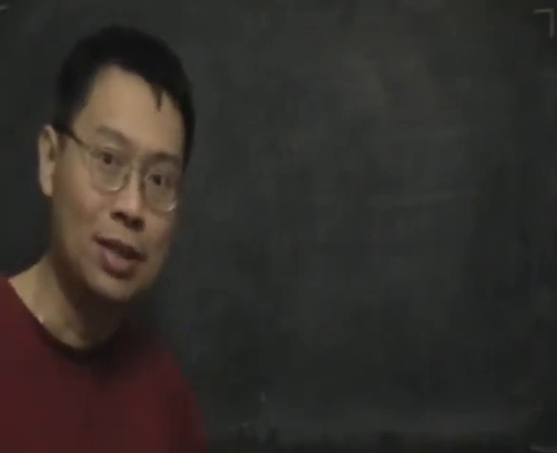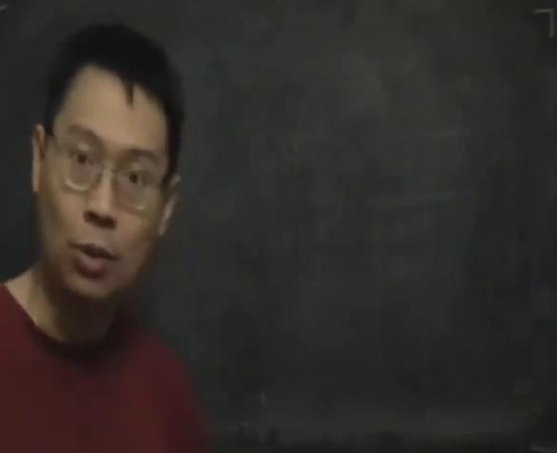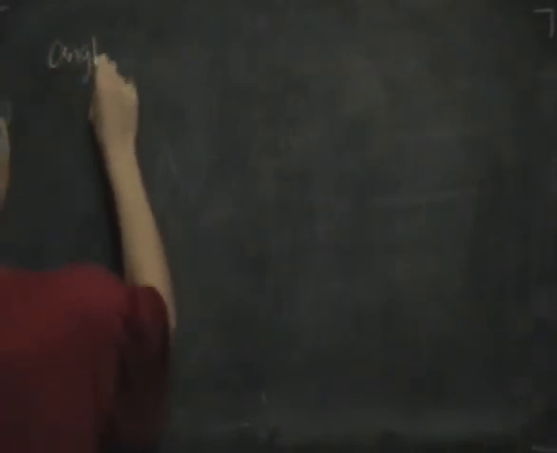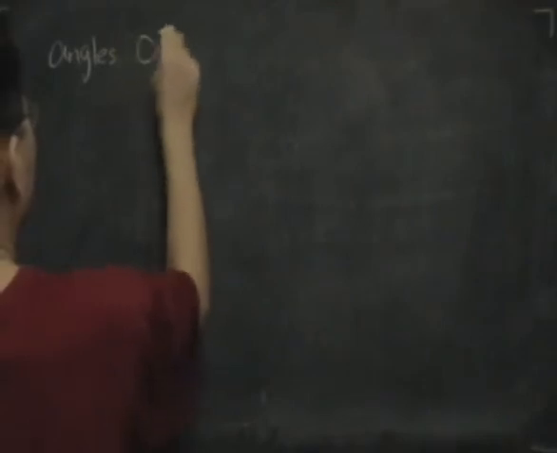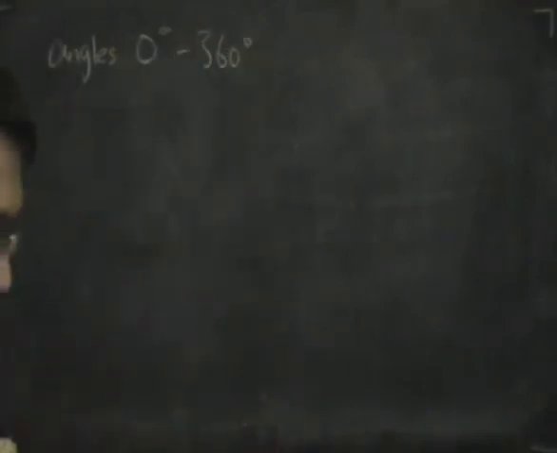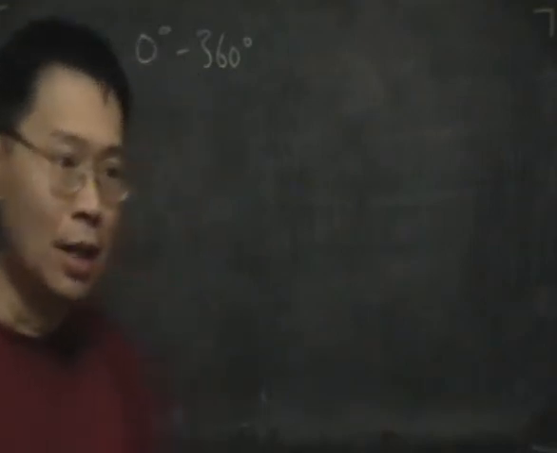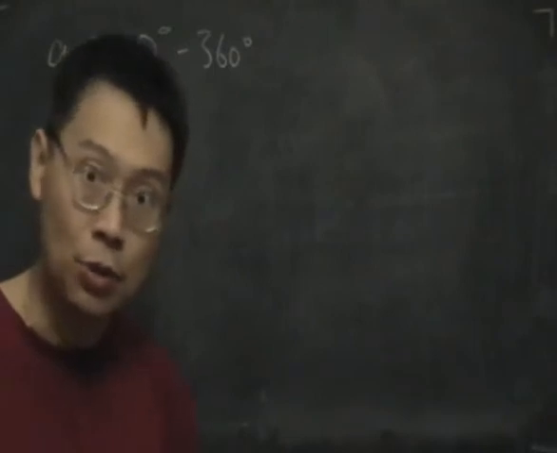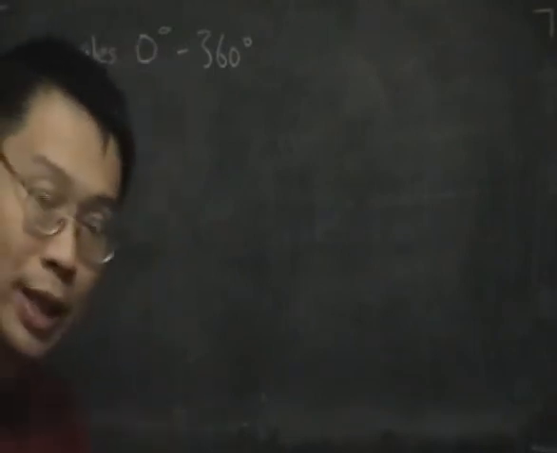Hello, in this session I'm going to talk about sines and cosines when the angles are more than 90 degrees. In an earlier session, I've talked about the meanings of sines and cosines in terms of a triangle, a right-angled triangle.